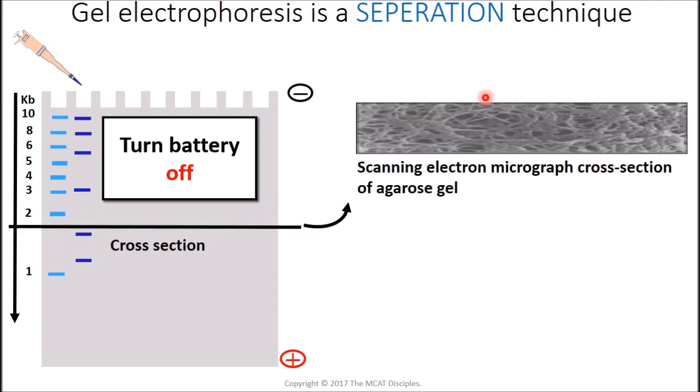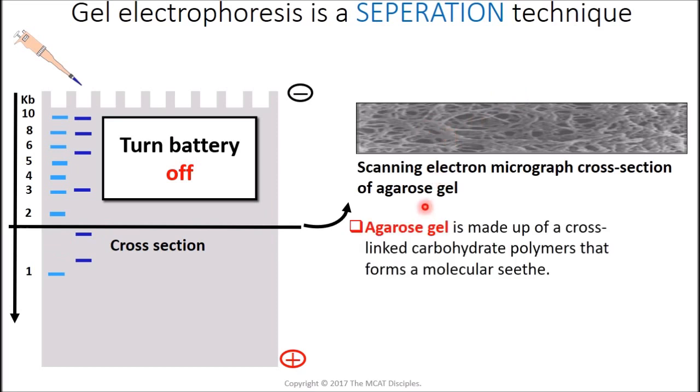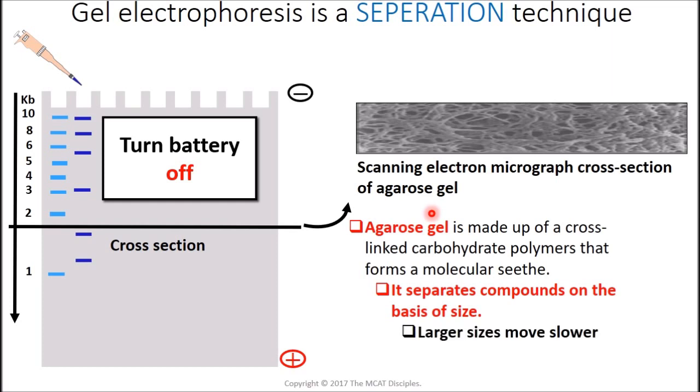If you take a cross-section, this is what it looks like again. It's a cross-linked polymer that forms the molecular sieve and separates on the basis of size. Larger sizes move slower, smaller sizes move faster. I think it's pretty obvious. The larger you are, the more negative charge you have, but the harder it is for you to move through this cross-linked polymer. So clearly it'll take you longer.